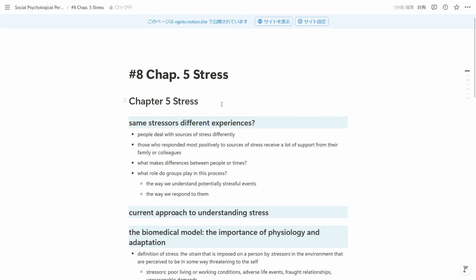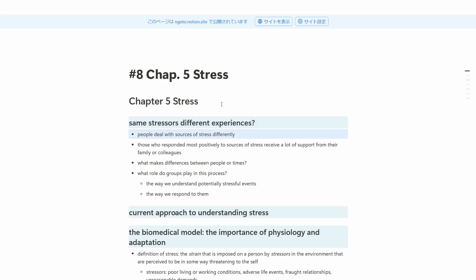Stress is a word that everyone uses every day. You say, I'm so stressed, or there's so much stress in my life. But I think the point here is that even if people experience the same stressor, they may experience it differently. So same stressors, different experiences. People deal with sources of stress differently.